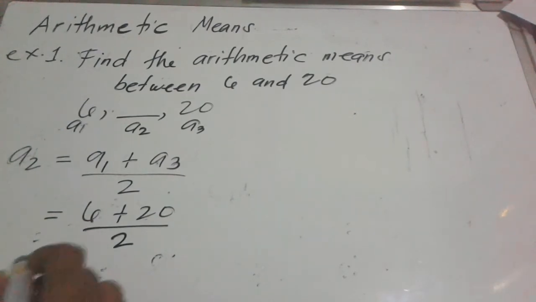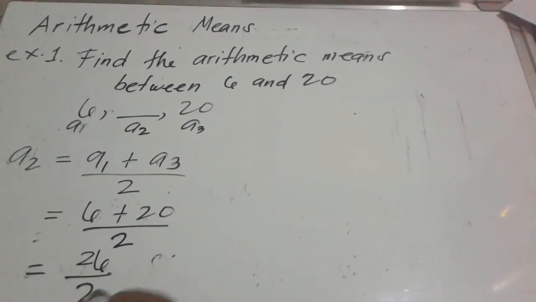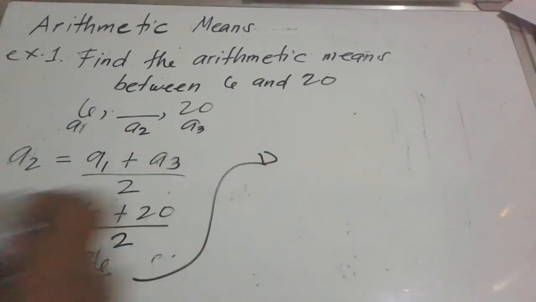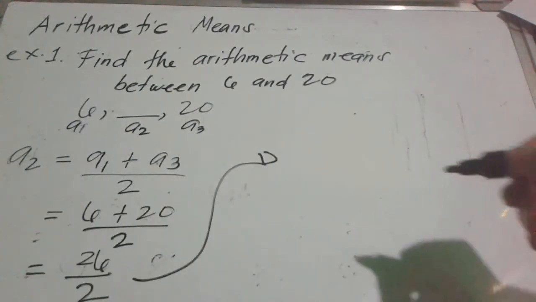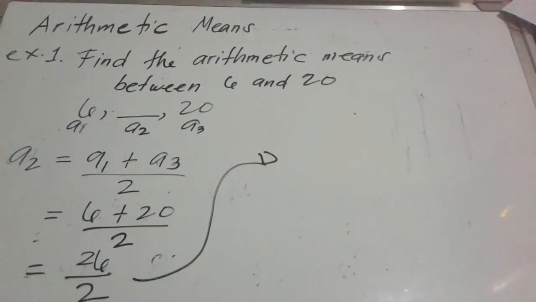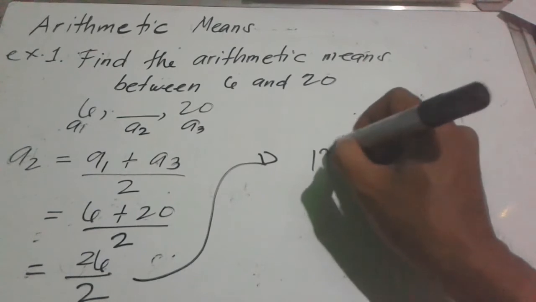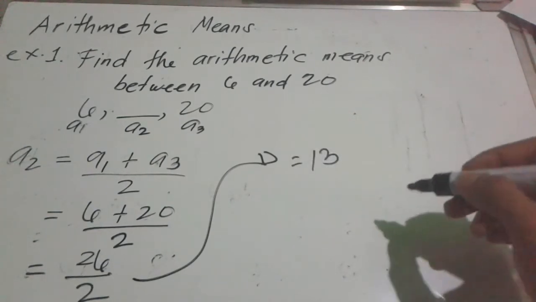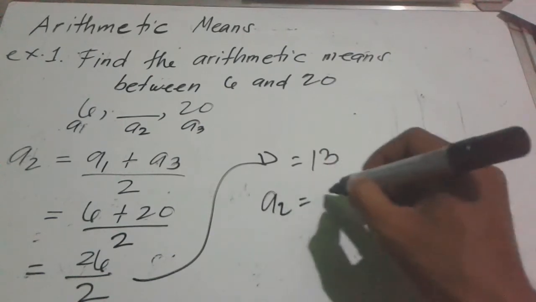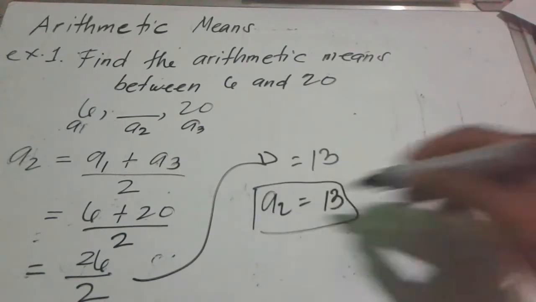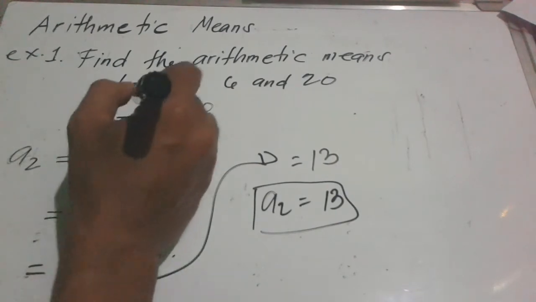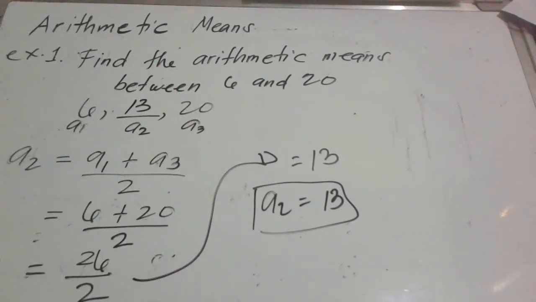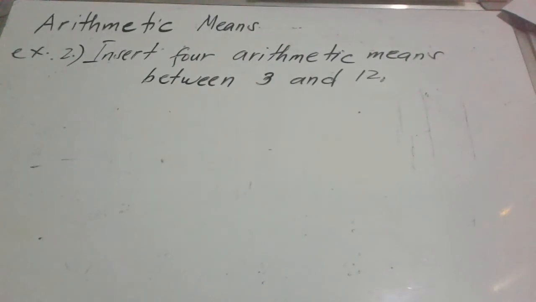Next, 6 plus 20 is 26, then over 2. 26 divided by 2 is 13. This means that our a sub 2 is 13. That's how easy it is, guys. So, 13. Okay, let's have another example.